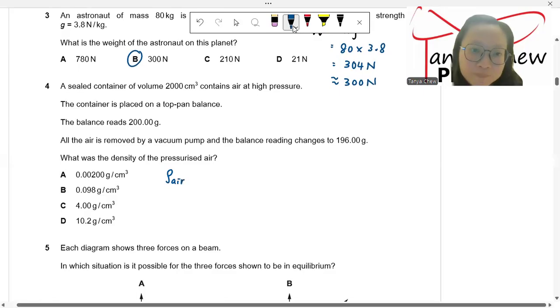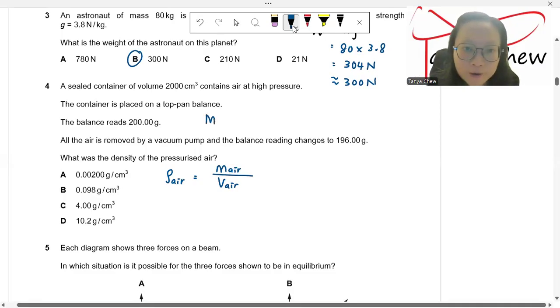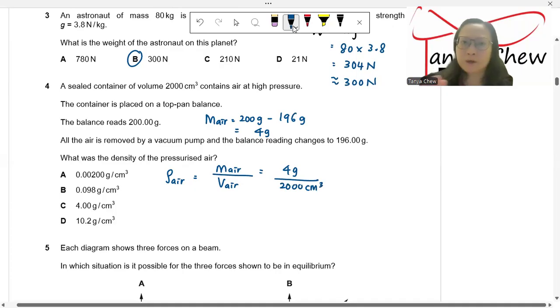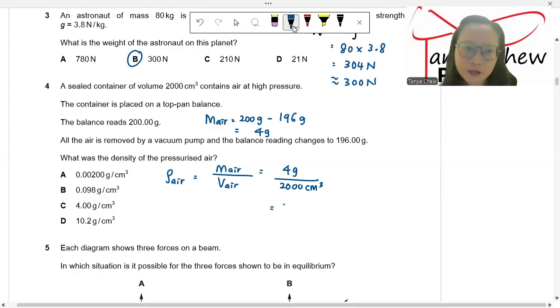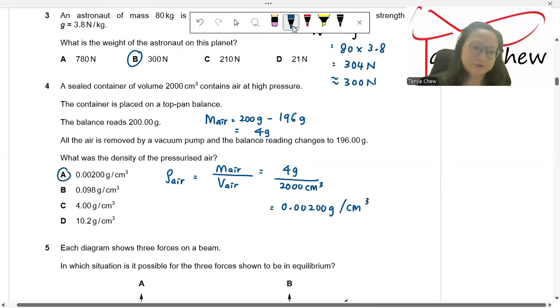So density of the air must be equal to the mass of the air over the volume of the air. Remember that. The mass of the air is equal to the mass of the air plus container, which is 200 gram, minus the mass of the container only, which is 196 gram, which gives you 4 gram. The volume of the air is given, which is 2000 cm cube. The reason why I did not convert my gram and cm cube to kilogram per meter cube is that all the choices A, B, C, D are in gram per cm cube, so I don't want to waste time converting. When you do it, you should get 0.00200 gram per cm cube, three significant figures. A is the answer.